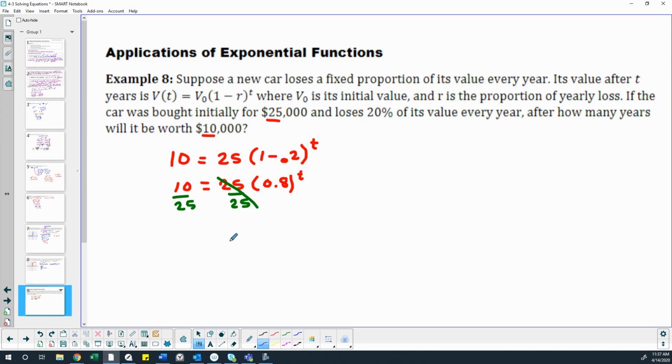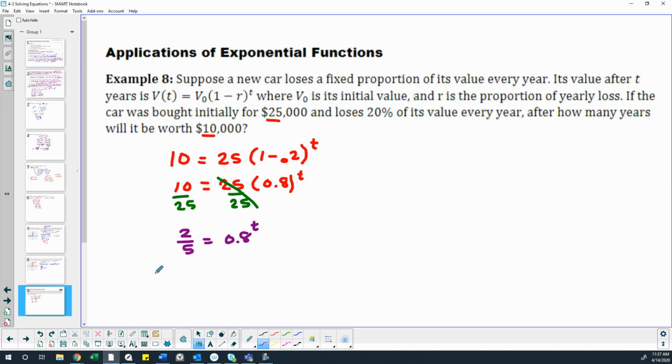Okay, I'm going to go ahead and just switch sides. I guess I don't need to. It just feels better that way, but maybe I should just keep going. Okay, so 10/25ths, if I'd like to, I can reduce this fraction. It reduces to 2/5. So 2/5 is equal to 0.8 to the t power.